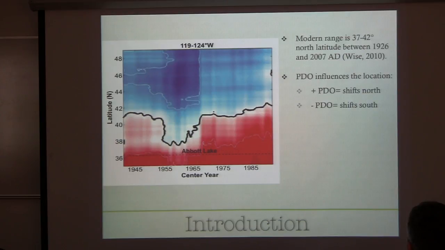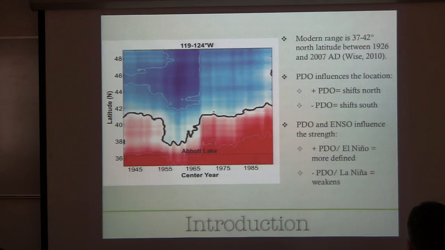Now the position of the dipole is influenced by the Pacific Decadal Oscillation, or PDO, such that when we have positive PDO, that boundary shifts north, and when we have negative PDO, the boundary shifts south. In addition, the phasing of PDO and ENSO, or El Nino Southern Oscillation, influences the strength of the dipole. So when we have positive PDO and El Nino conditions, the dipole is more defined between those two regions. And when we have negative PDO and La Nina, the boundary becomes a little more fuzzy or weakened through time.